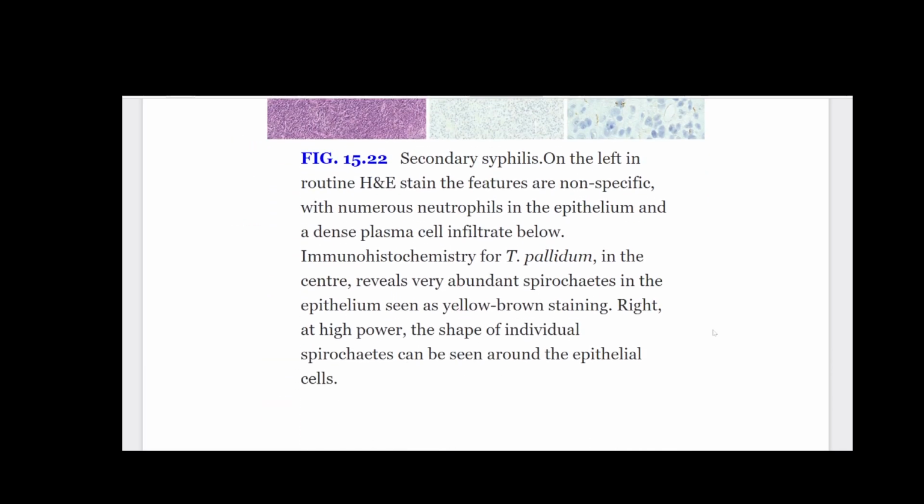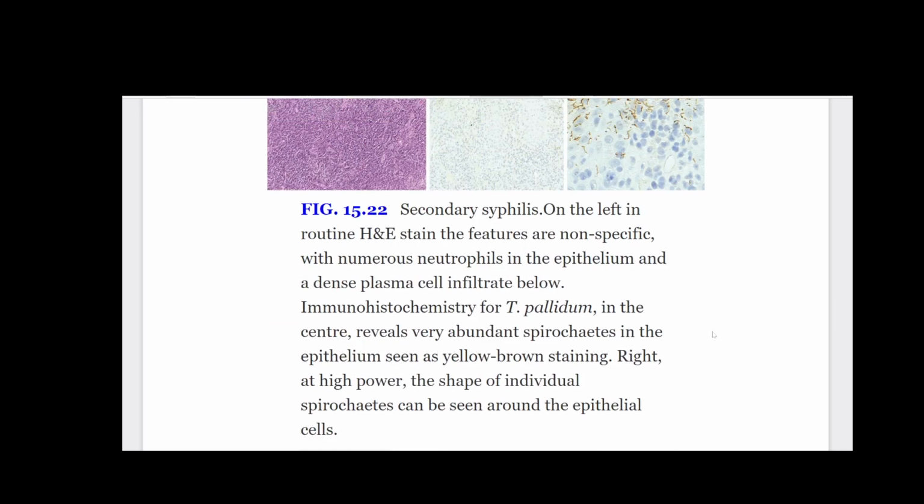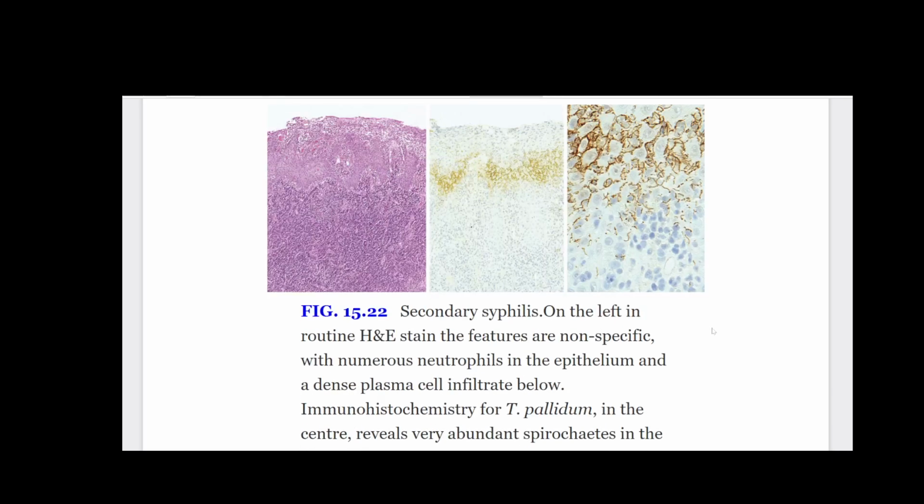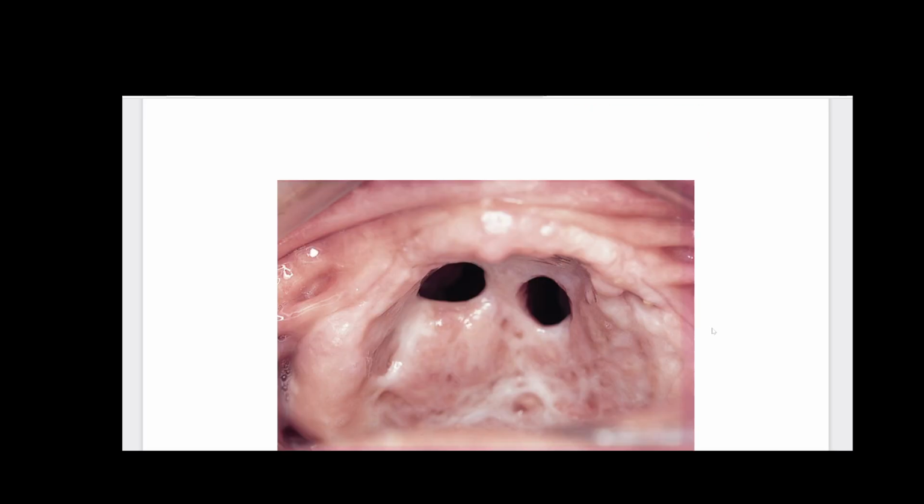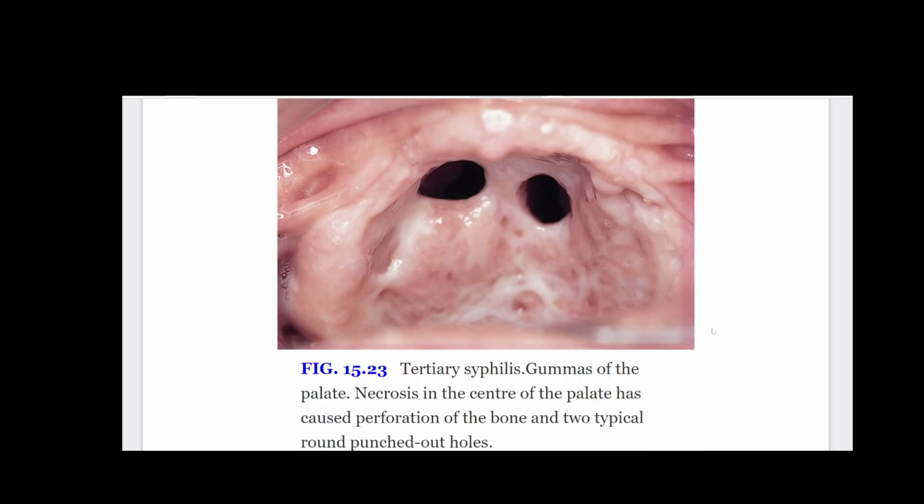Fig. 15.22 Secondary syphilis. On the left in routine H&E stain the features are non-specific, with numerous neutrophils in the epithelium and a dense plasma cell infiltrate below. Immunohistochemistry for T. pallidum, in the center, reveals very abundant spirochetes in the epithelium seen as yellow-brown staining. Right, at high power, the shape of individual spirochetes can be seen around the epithelial cells. Fig. 15.23 Tertiary syphilis, gummas of the palate. Necrosis in the center of the palate has caused perforation of the bone and 2 typical round punched-out holes.